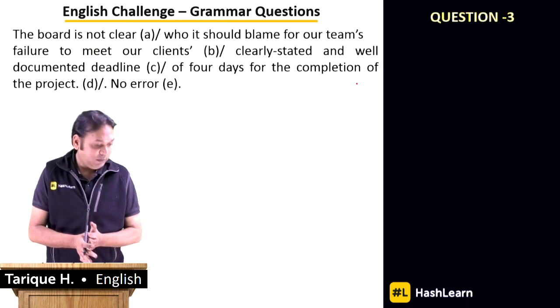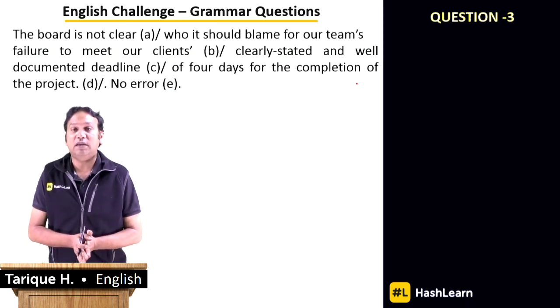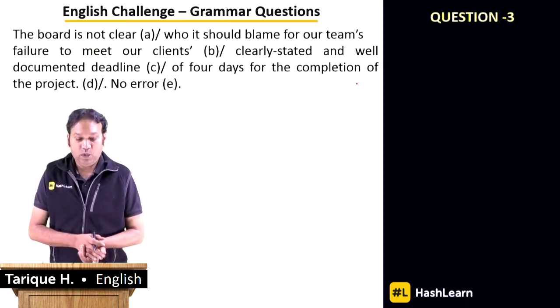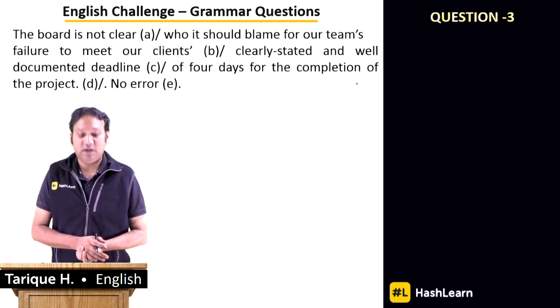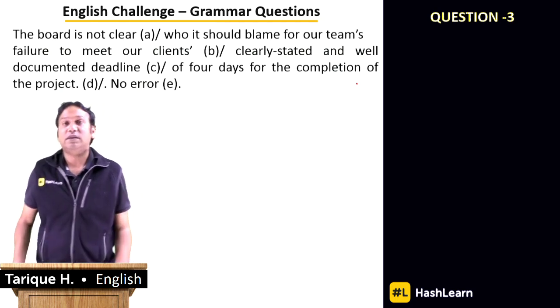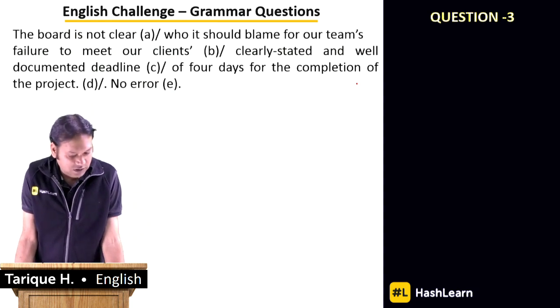Question number 3, no one has yet posted the answer. What is the answer for this question? The board is not clear who it should blame for our team's failure to meet our client's clearly stated and well documented deadline of 4 days for the completion of the project. Now again David has posted the answer as E.